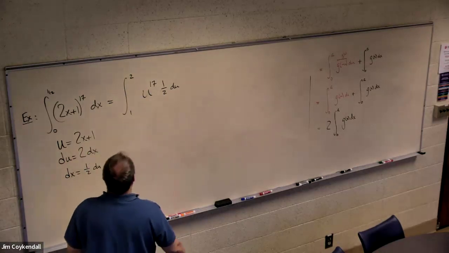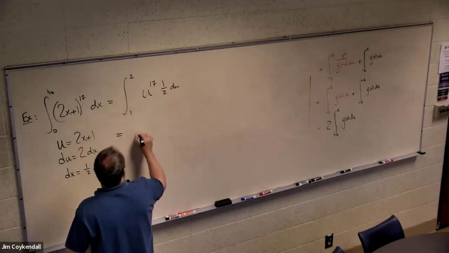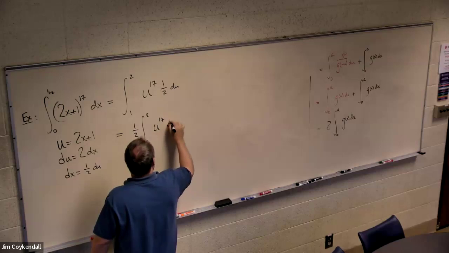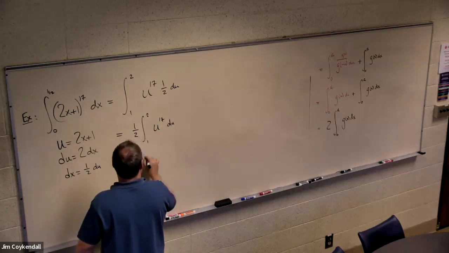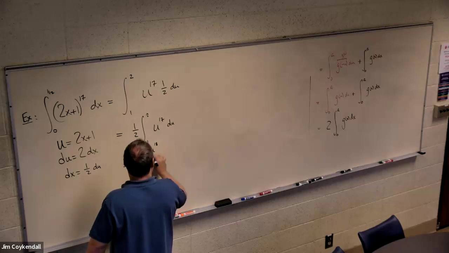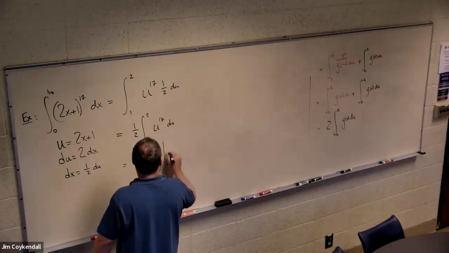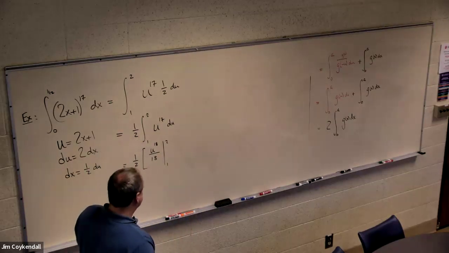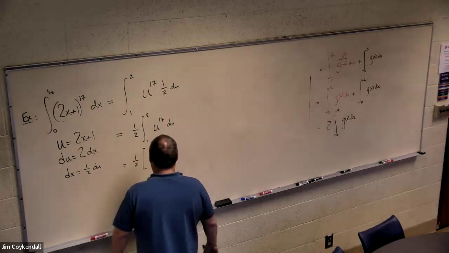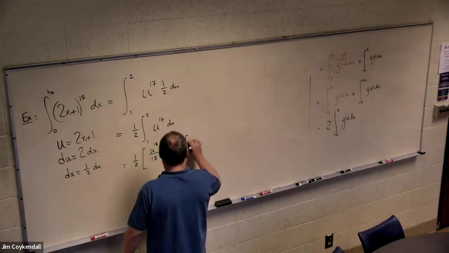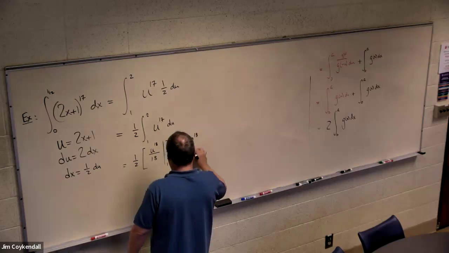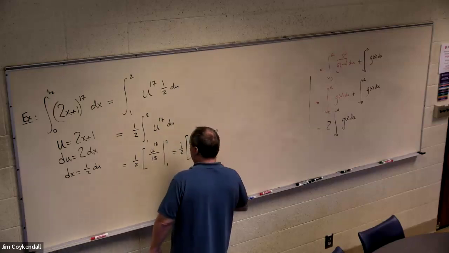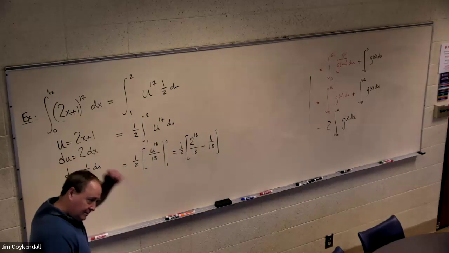Okay. So this is 1/2 the integral from 1 to 2 of u to the 17th, which is 1/2 times u to the 18th over 18. Evaluate. So this is 1/2 times 2 to the 18th power over 18 minus 1 over 18. There you go.